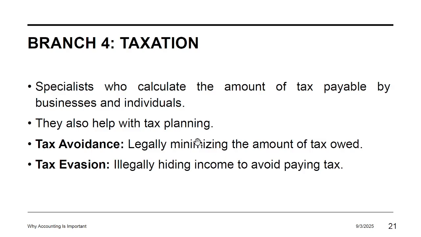Now we have a quick look at branch number 4, taxation. Taxation specialists calculate the amount of tax payable by both businesses and individuals. They also assist with tax planning. It's important to distinguish between tax avoidance, which is legally minimizing the amount of tax owed, and tax evasion, which is illegally hiding income to avoid paying tax. Maybe you have heard about the tax haven, or en français, le paradis fiscal.